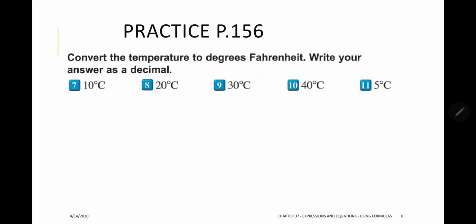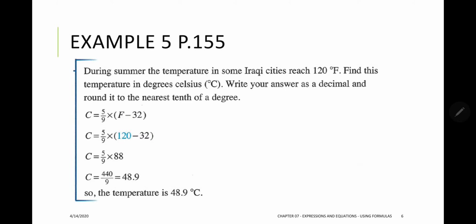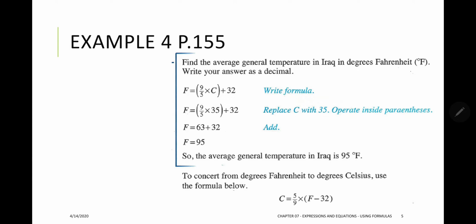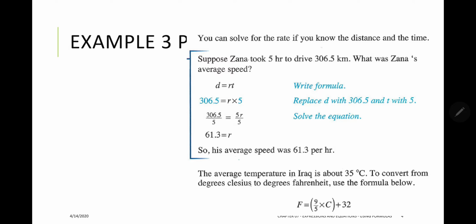Okay, now the other questions: convert the temperature to degrees Fahrenheit. We have Celsius, and we want to change it to Fahrenheit. Whenever you want to change Celsius to Fahrenheit, you need a formula. If you remember, we studied one of them: C is equal to 5 over 9 multiply Fahrenheit minus 32. That's when you have Fahrenheit and want to find Celsius. The other is different. When you have Celsius and want to change it to Fahrenheit, it's 9 over 5 multiply C plus 32.